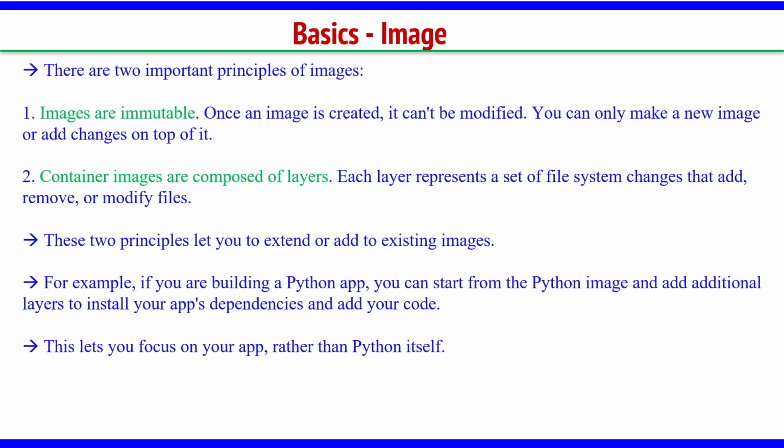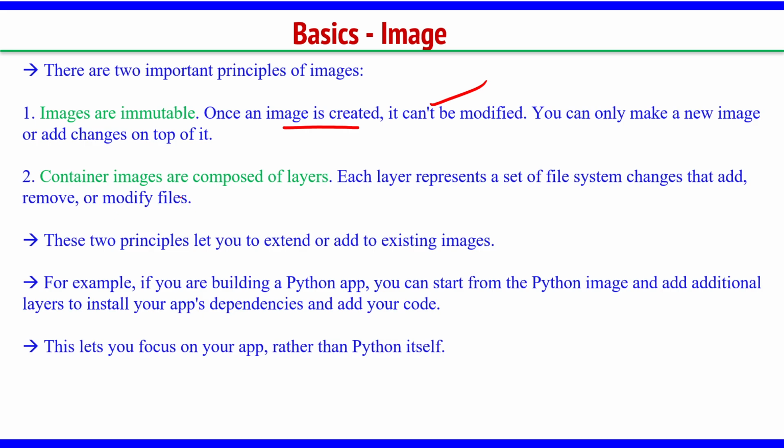Then there are two important principles of images. Images are immutable. Once an image is created, it cannot be modified. You can only make a new image or add changes on top of it. You cannot change anything; you can add code or create a new one. Remember this, images are immutable.